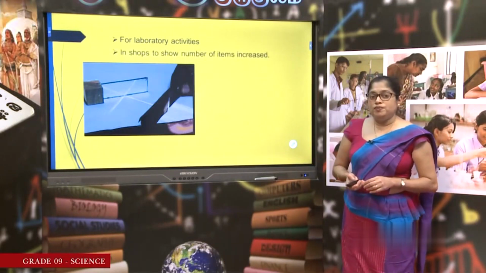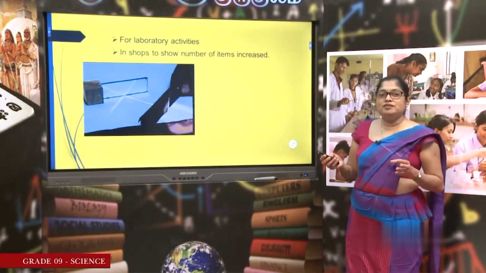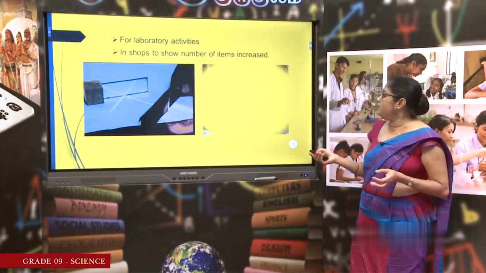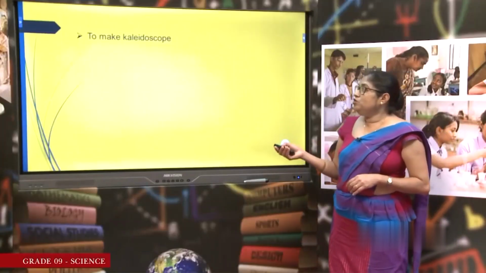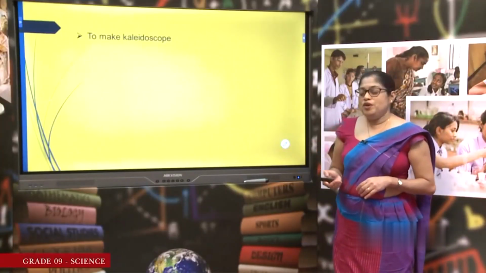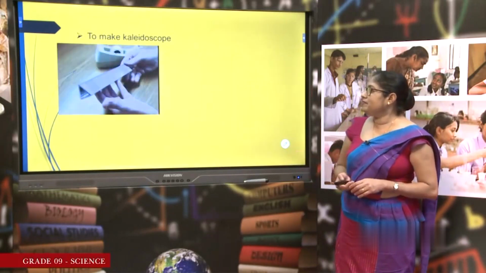And in shops, to show the number of items increase, they use plane mirrors. These things can be seen in jewelry shops and supermarkets. You may have experienced these things in your life. Next, to make a kaleidoscope, we use plane mirrors.